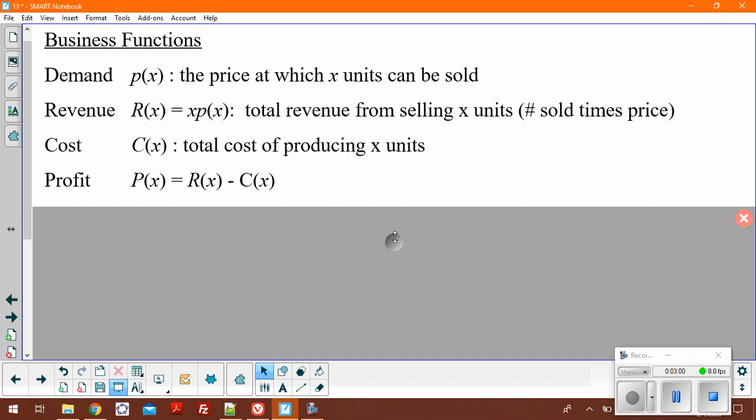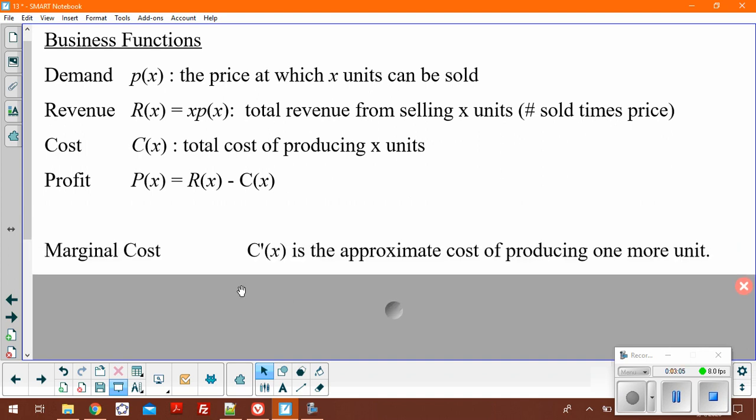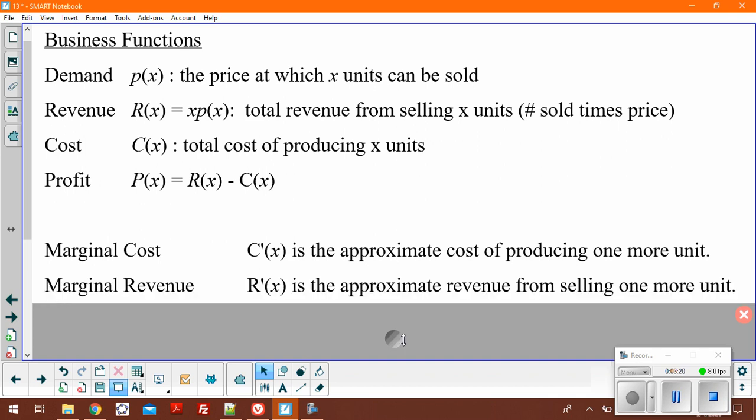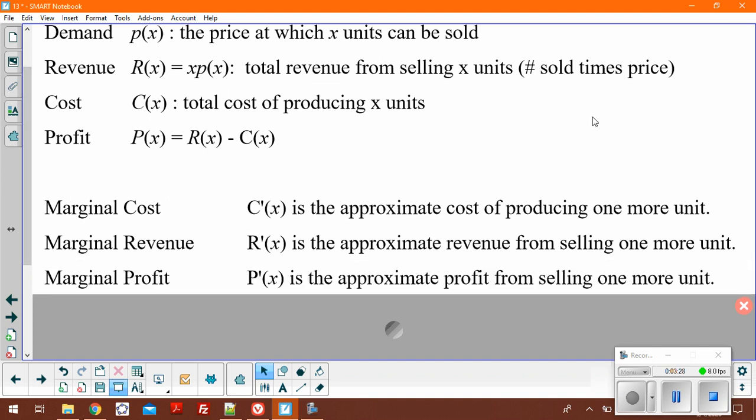In terms of rate of change, we have some specific names for these things, and we'll start with cost. The marginal cost, which is C prime of x, is the approximate cost of producing one more unit. How much is it costing per unit to make it at that level, roughly. Same idea with marginal revenue: it's about how much more money you're going to make by selling one more item. And marginal profit is the approximate profit from selling one more item. How much more or less will you make if you ramp up and sell more items?